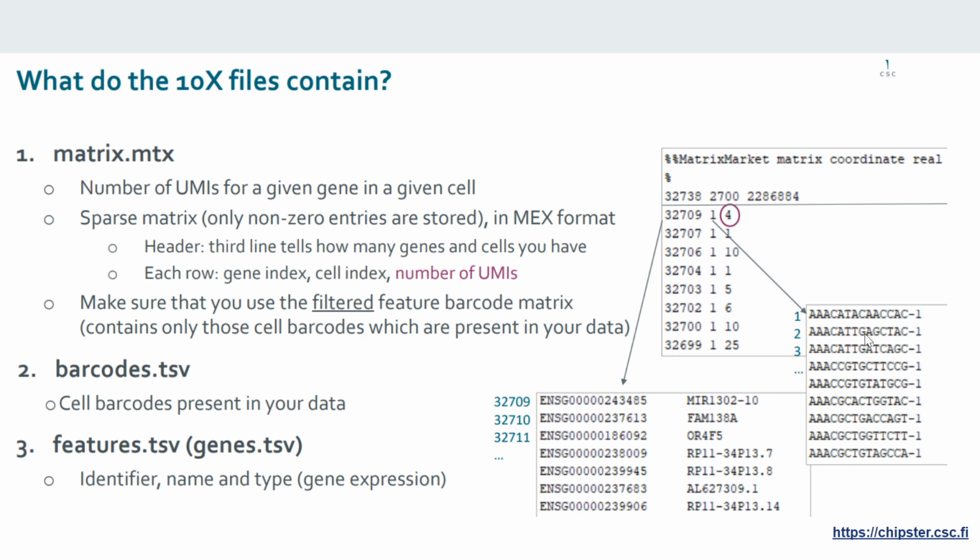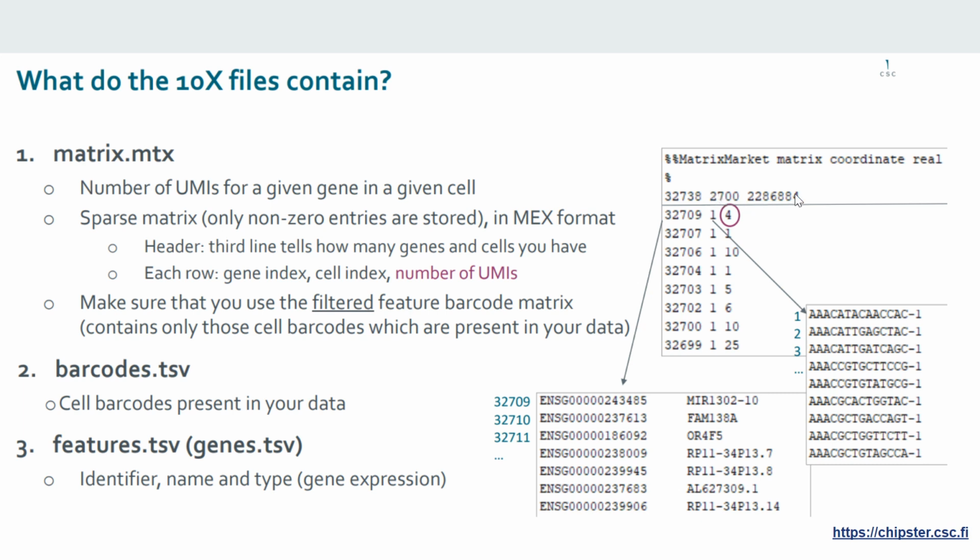Now we have the matrix file, and since this is very huge data, it is stored in a very unique format called the mtx format. I don't remember the full form right now. Basically, the first three lines are the metadata, and they tell how many genes or features there are, how many cells or barcodes there are, and how many UMIs there are.